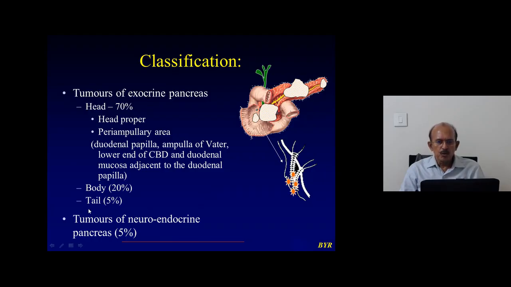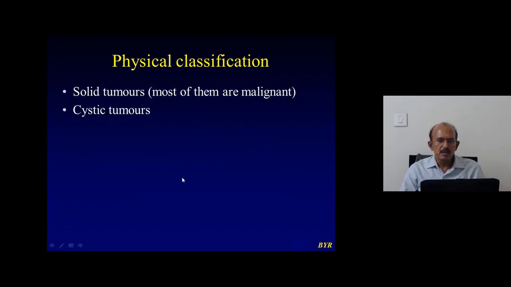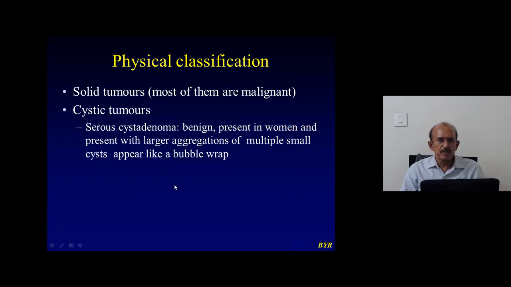Then the second type of tumors are tumors arising from the endocrine pancreas. So they are only about 5% of the tumors. Physical classification: solid tumors and cystic tumors. Solid tumors, most of them are malignant. Cystic tumors, they are benign as well as malignant, both of them are present.